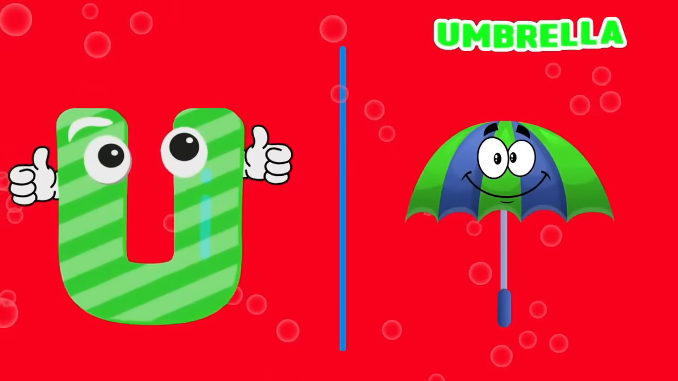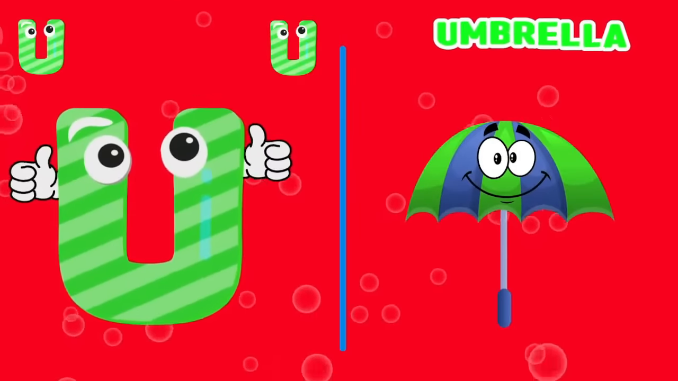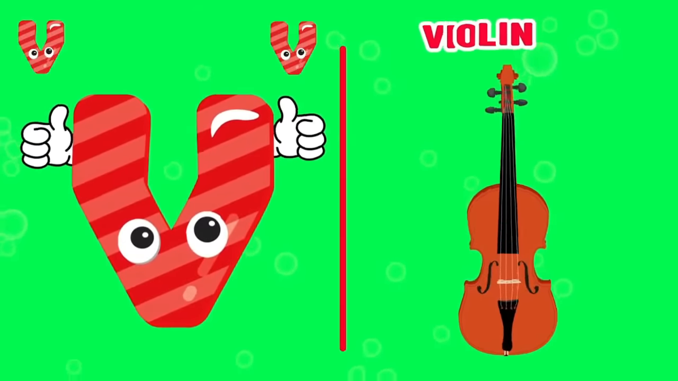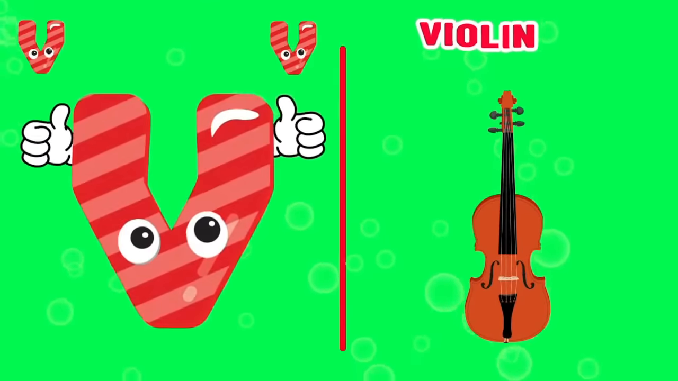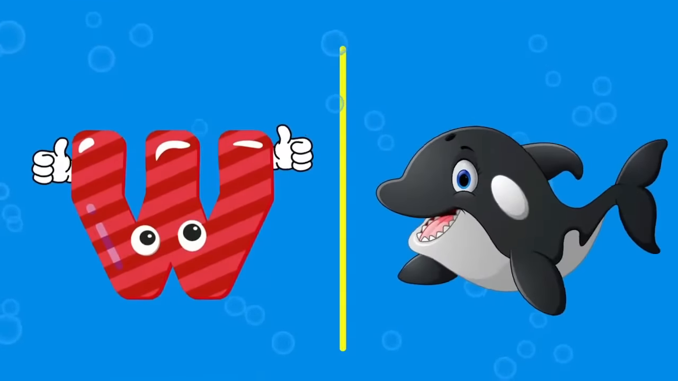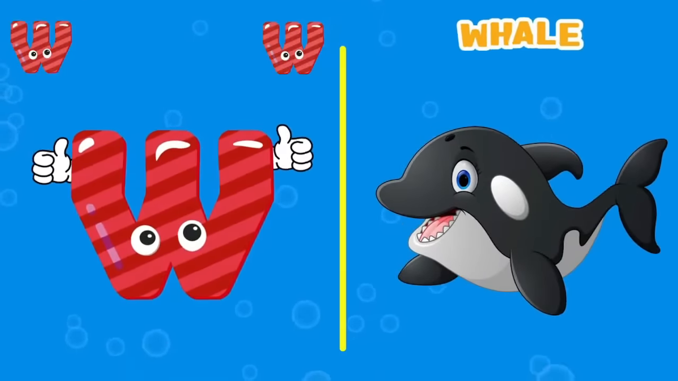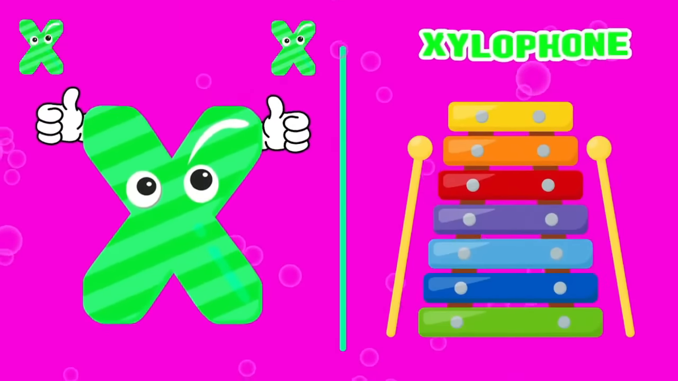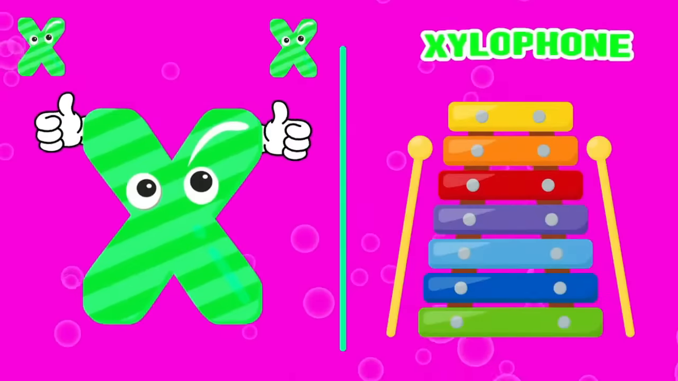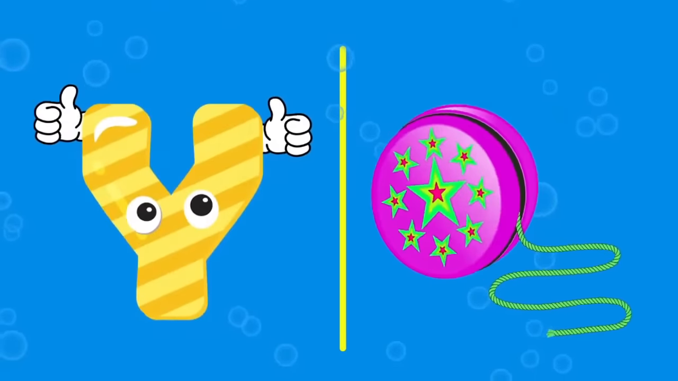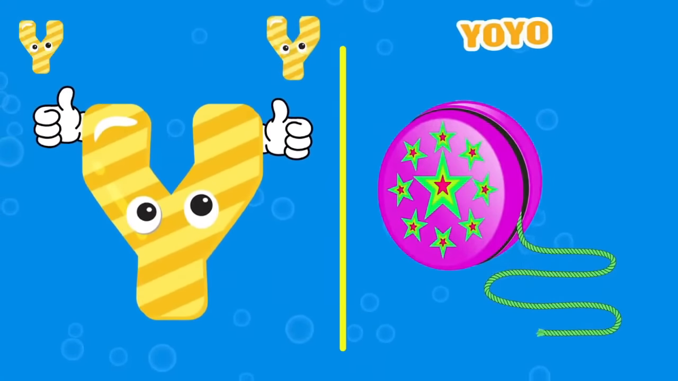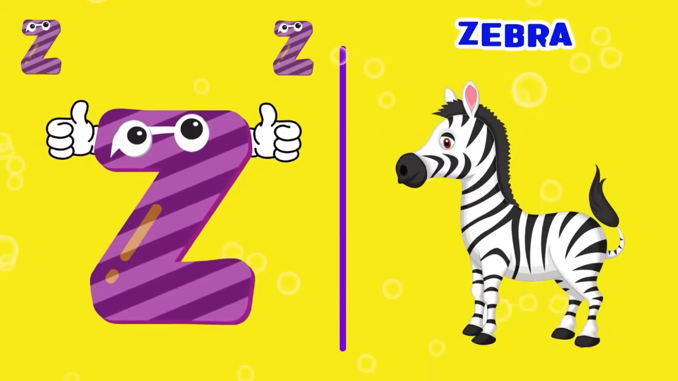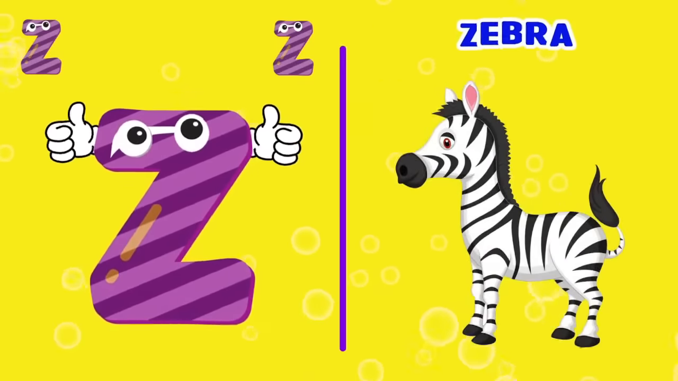U is for umbrella, ah, ah, umbrella, ah, ah, umbrella, U, umbrella. V is for violin, v, v, violin, v, v, violin, V, violin. W is for whale, w, w, whale, w, w, whale, W, whale. X is for xylophone, z, z, xylophone, z, z, xylophone, X, xylophone. Y is for yo-yo, y, y, yo-yo, y, y, yo-yo, Y, yo-yo. Z is for zebra, z, z, zebra, z, z, zebra, Z, zebra.